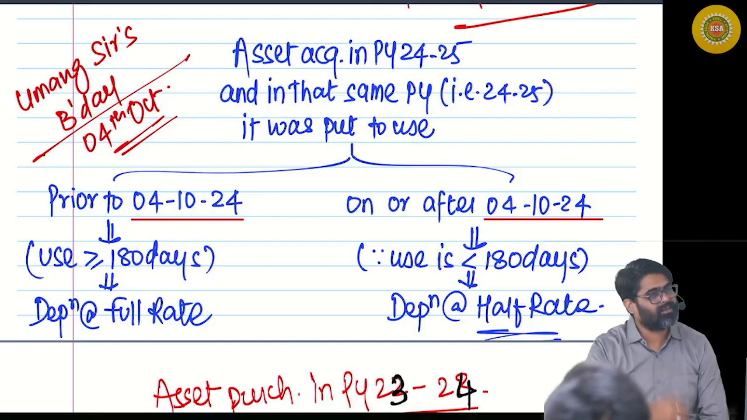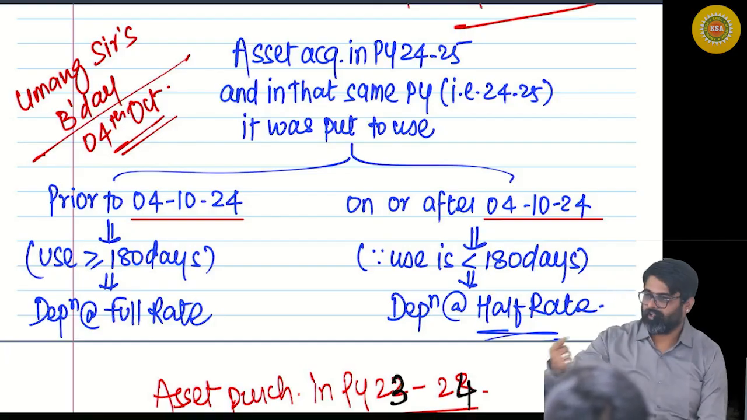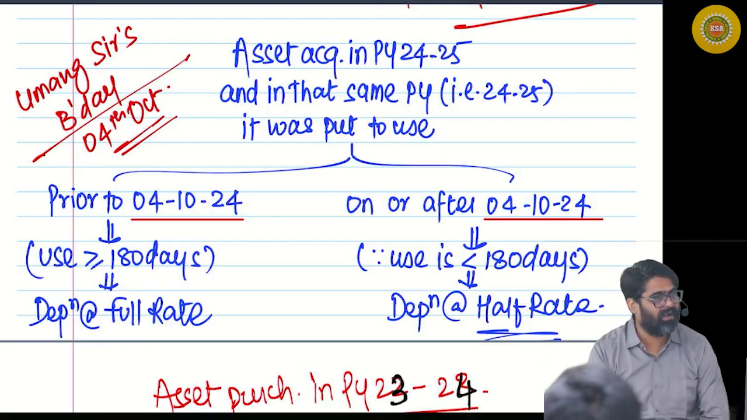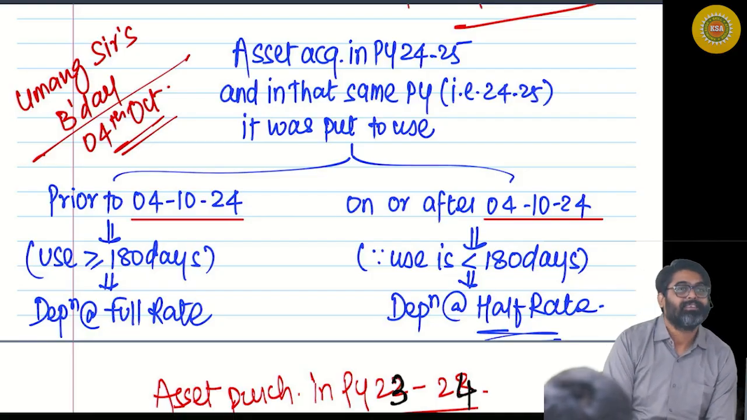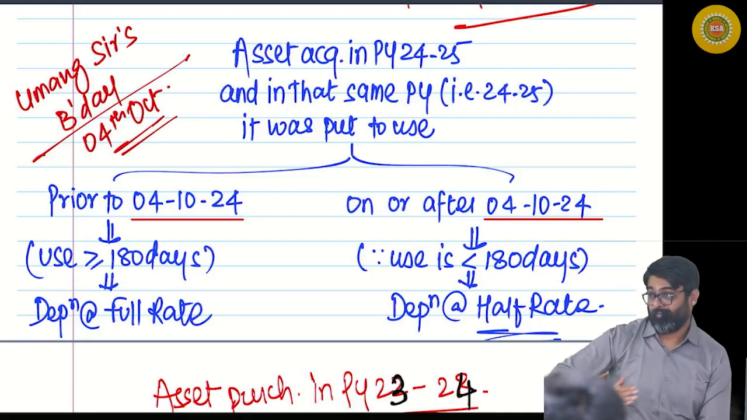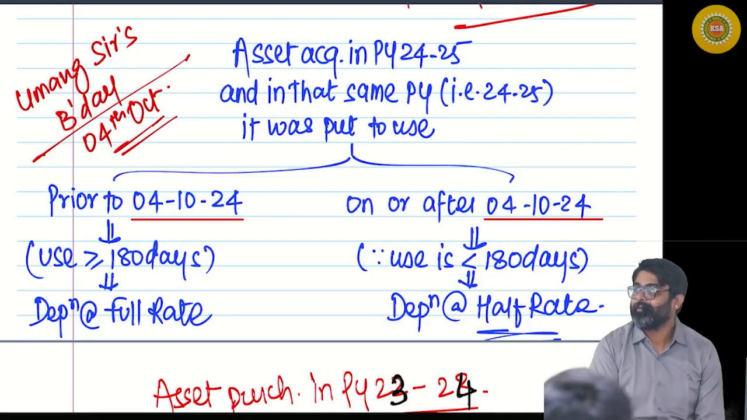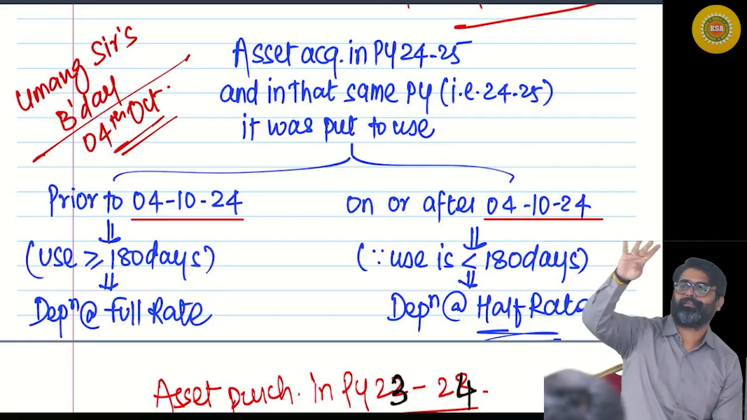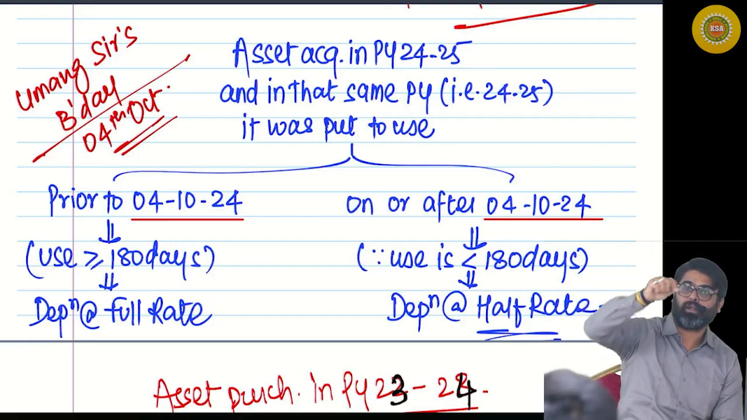Just remember my birthday. Next year, 4th October, you are supposed to wish me happy depreciation day, sir. Happy half depreciation day, sir. So, what is the birthday? 4th October, asset put to use.